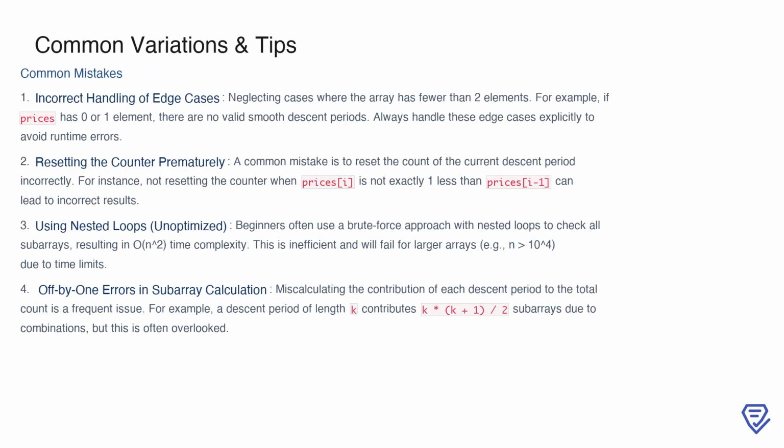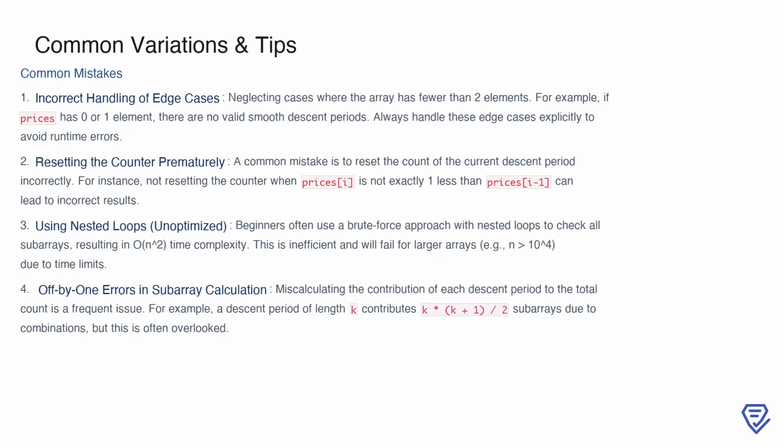When solving this problem, there are several common pitfalls to watch out for. First, incorrect handling of edge cases can be an issue. For example, if the array of prices has fewer than 2 elements, it's impossible to have any smooth descent periods, so these cases need to be explicitly addressed to prevent runtime errors. Next, be cautious about resetting the counter prematurely. If the current price is not exactly 1 less than the previous price, the descent period should end, and failing to reset the counter at this point can lead to inaccurate results.